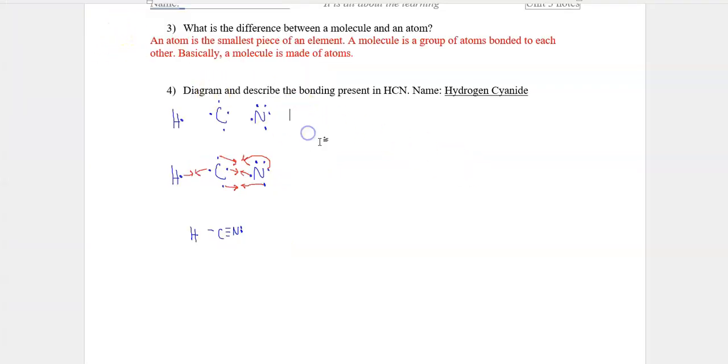As far as our explanation goes, we can say all the atoms present, hydrogen, carbon, and nitrogen, are nonmetals. Therefore, their electronegativities are high.